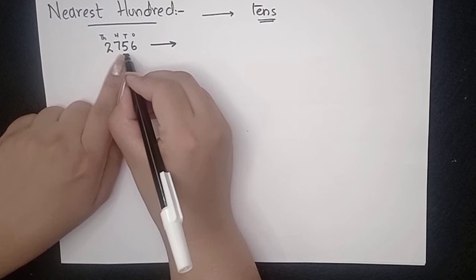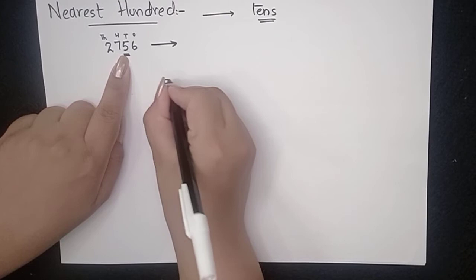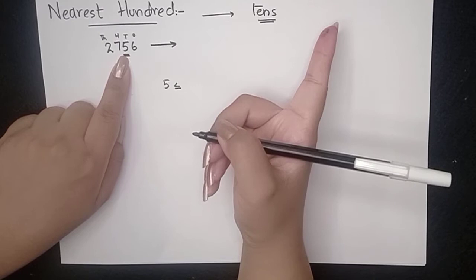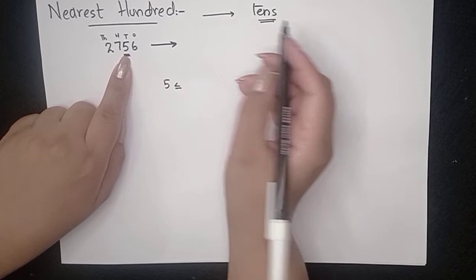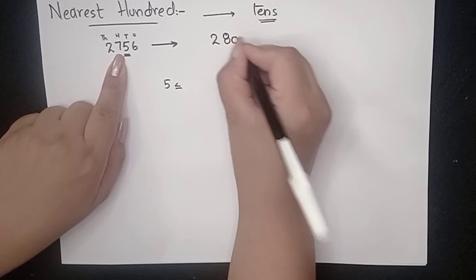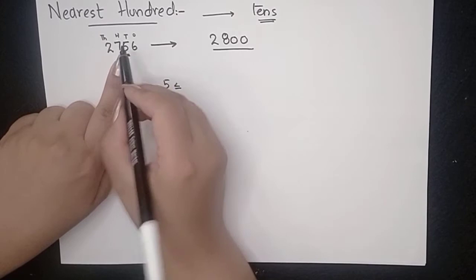I told you if it's 5 or greater, then it will go to the bigger 10, bigger 100. Okay, so you see that 5 is here. 5 means that you should move on to the bigger 100. So that will be 20. You're going to add 1 to it, that will be 2800. 56 will go to 000. So you're going to see the digit at the tens place, it will go to 2800.